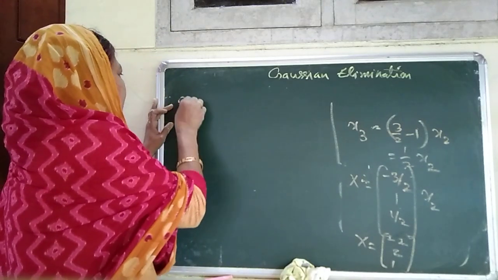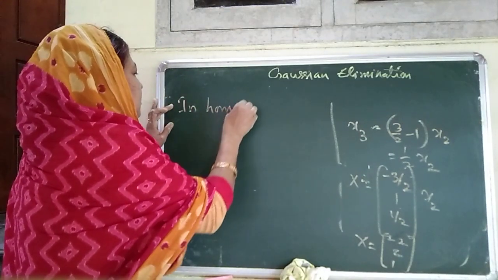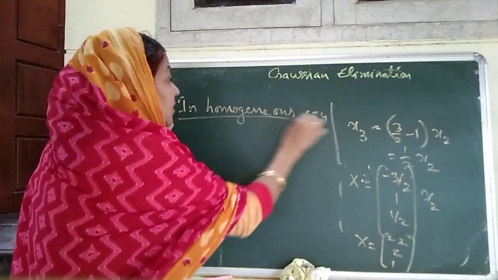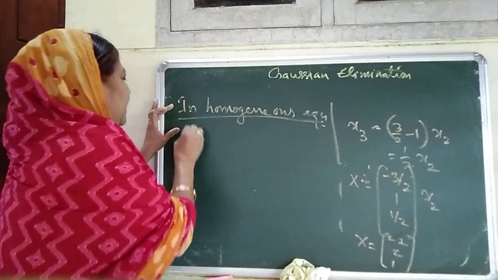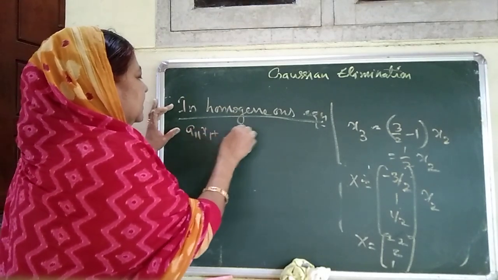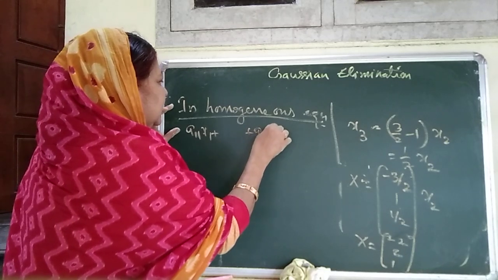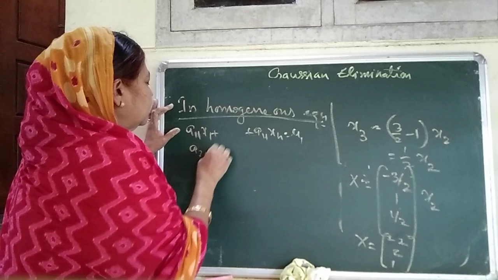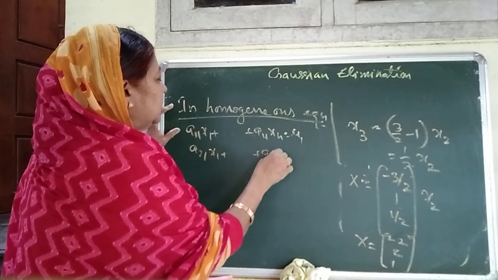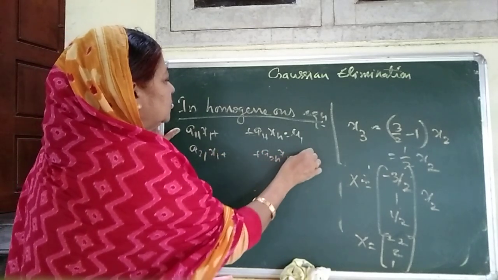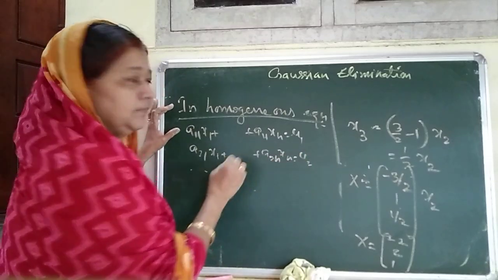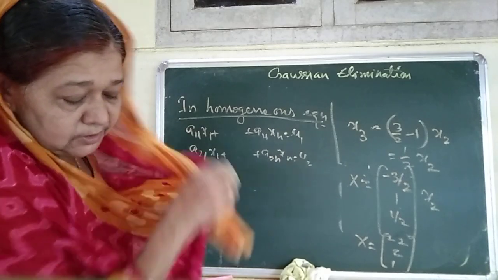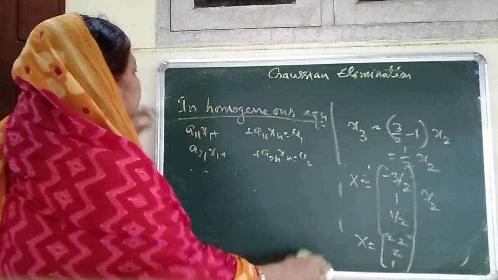inhomogeneous equations. An inhomogeneous system means a11 x1 plus etc. plus a1n xn equal to, say, u1, not 0; a21 x1 plus etc. plus a2n xn equal to u2, etc. So this system is called an inhomogeneous equation. For example, we can solve this inhomogeneous equation.